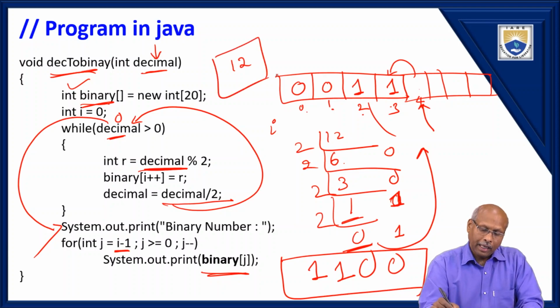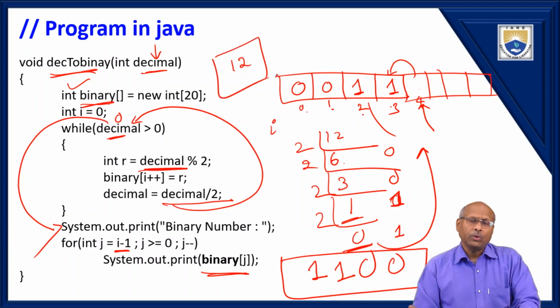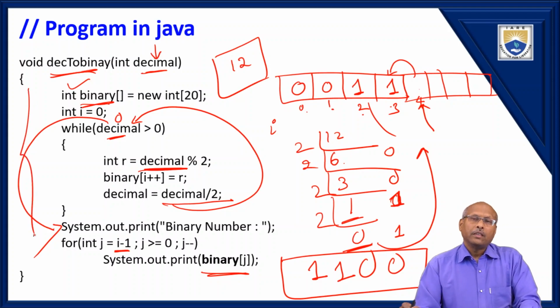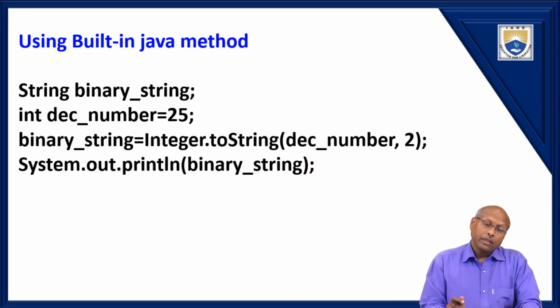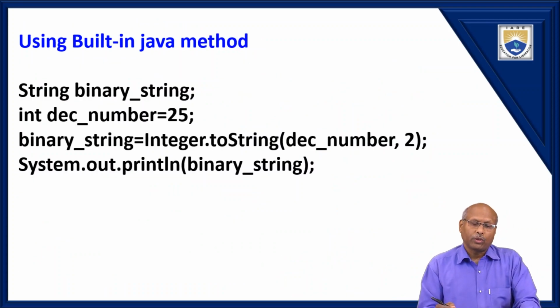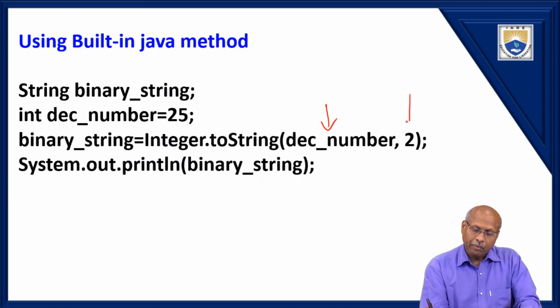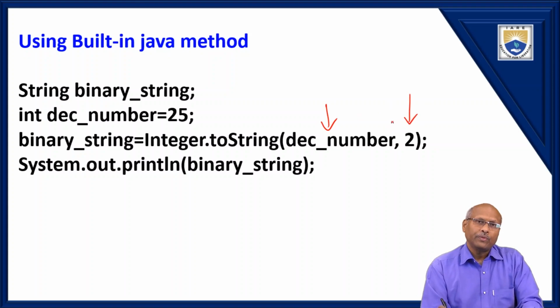If I give 12, I will get this. So this is the way you have to write the program with your own logic. Now you can use a built-in method also. Actually Java supports a built-in method, that is the toString method. It takes a parameter, your decimal number, with a base. Once you give the decimal number with base, it will convert into the corresponding data.